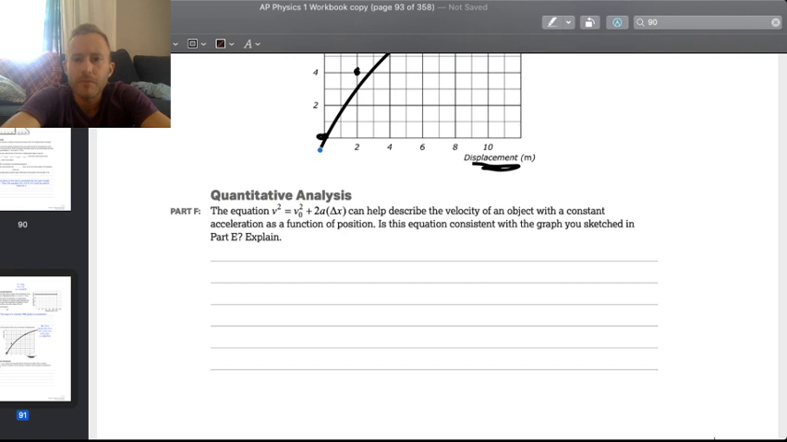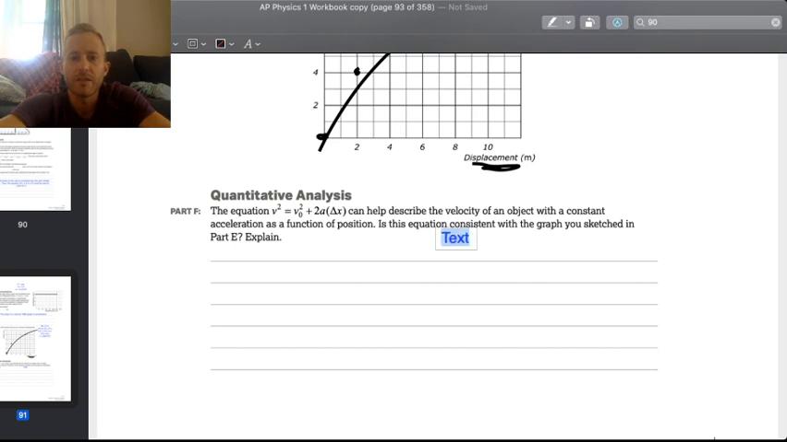bendy. The equation v squared equals v initial squared plus 2a delta x can help describe the velocity of an object with a constant acceleration as a function of position. Is this equation consistent with the graph you sketched in part E?